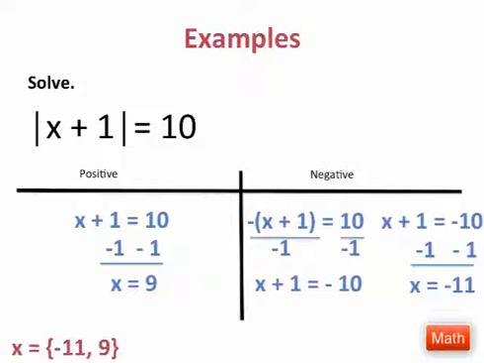Now please take these two solutions, negative 11 and 9, and put them back into the original equation, not this shortened one. You want to make sure that makes that statement true. And we test both of these, and both values make the original absolute value equation true, so we know we did a good job in this case.